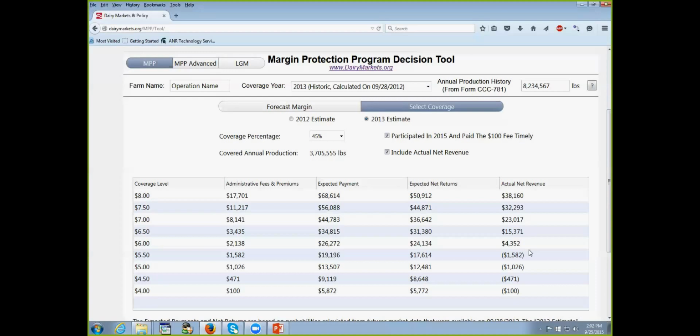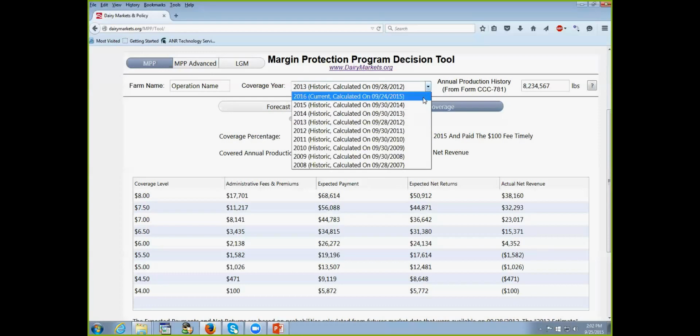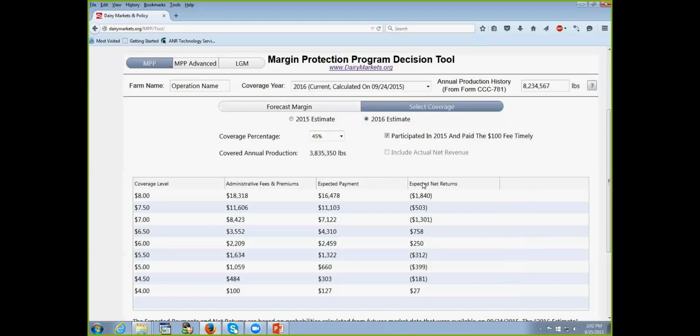Okay. So you can play lots of games here. Obviously, I think the one that you should spend the most time looking at is the 2016. And you can't click include actual net revenue here because it hasn't happened yet.